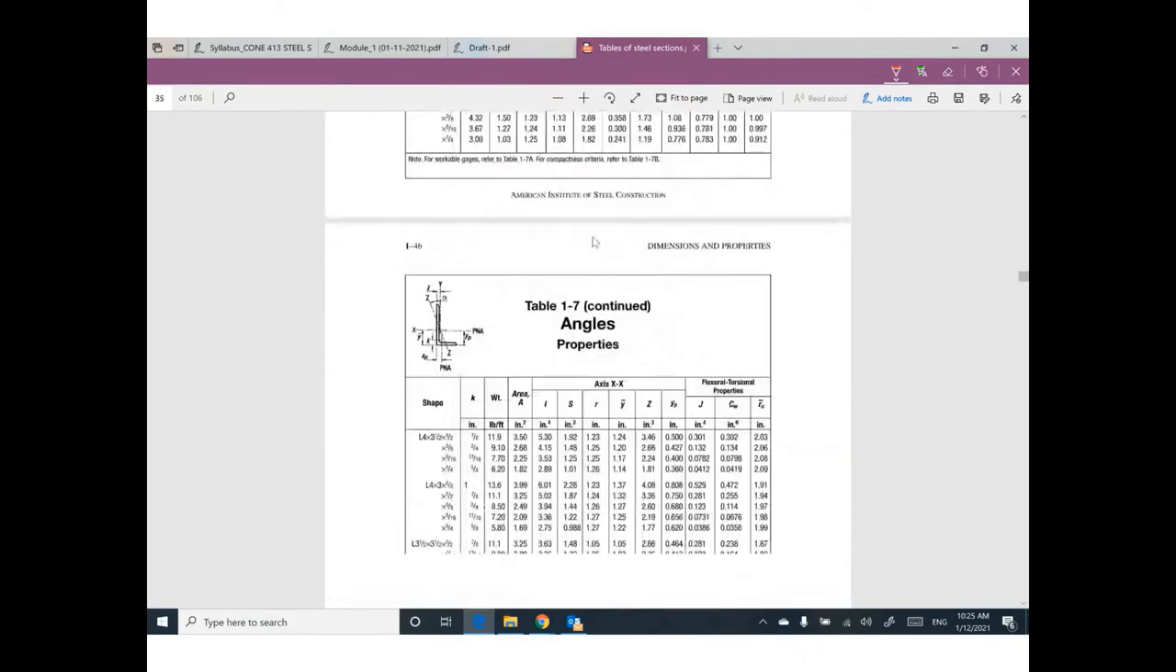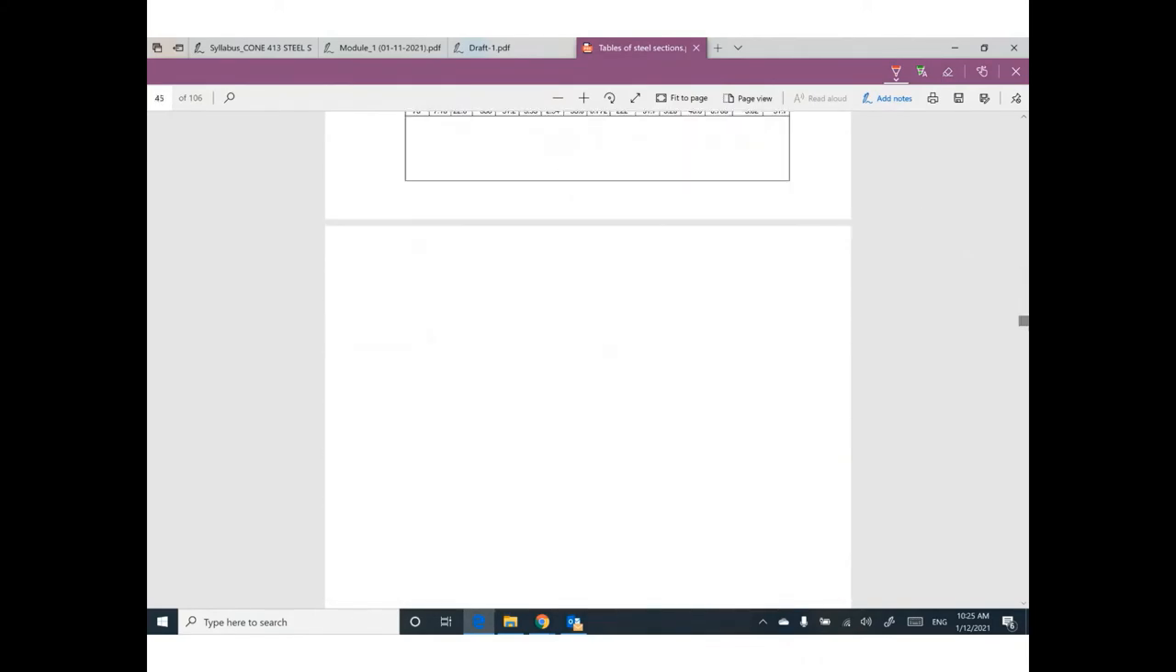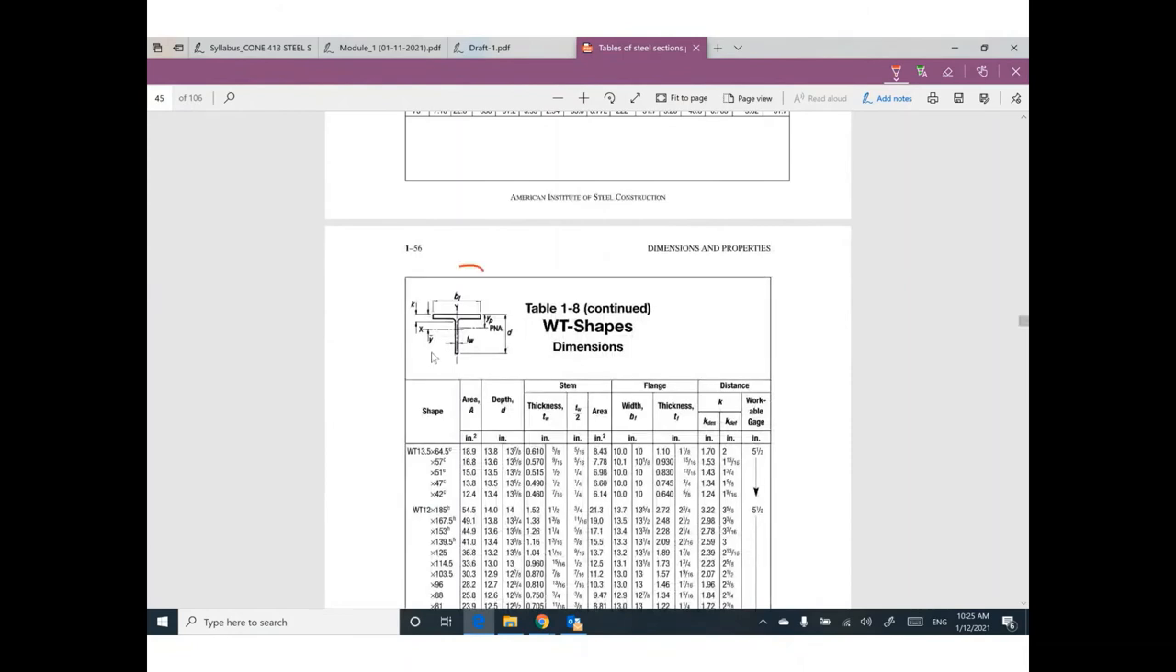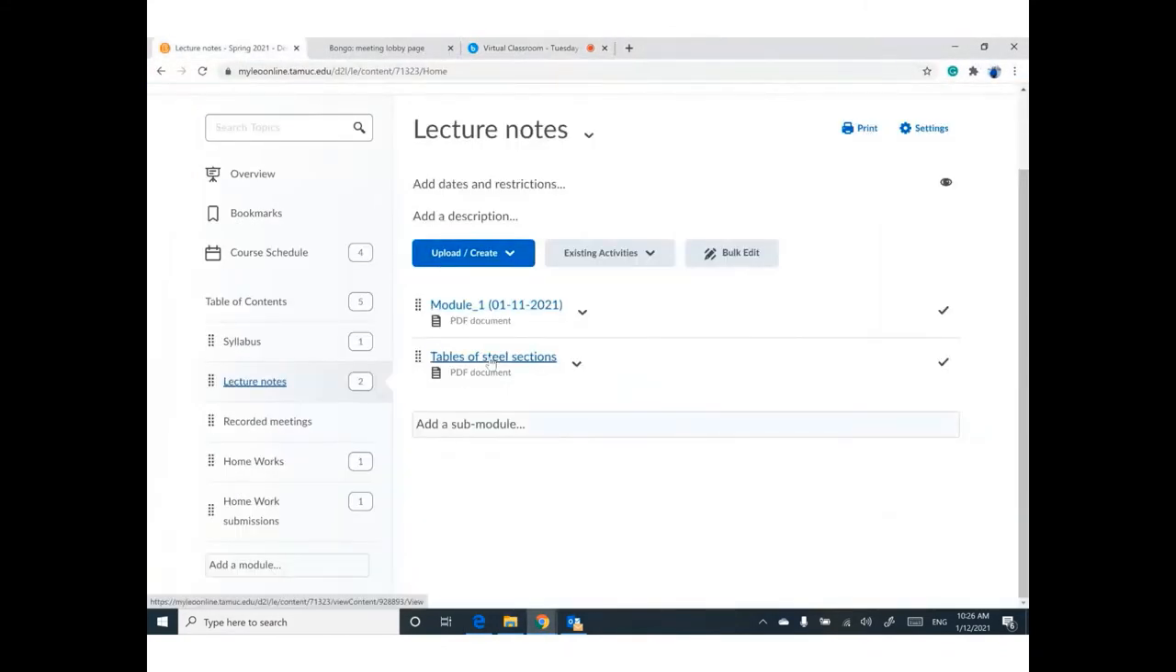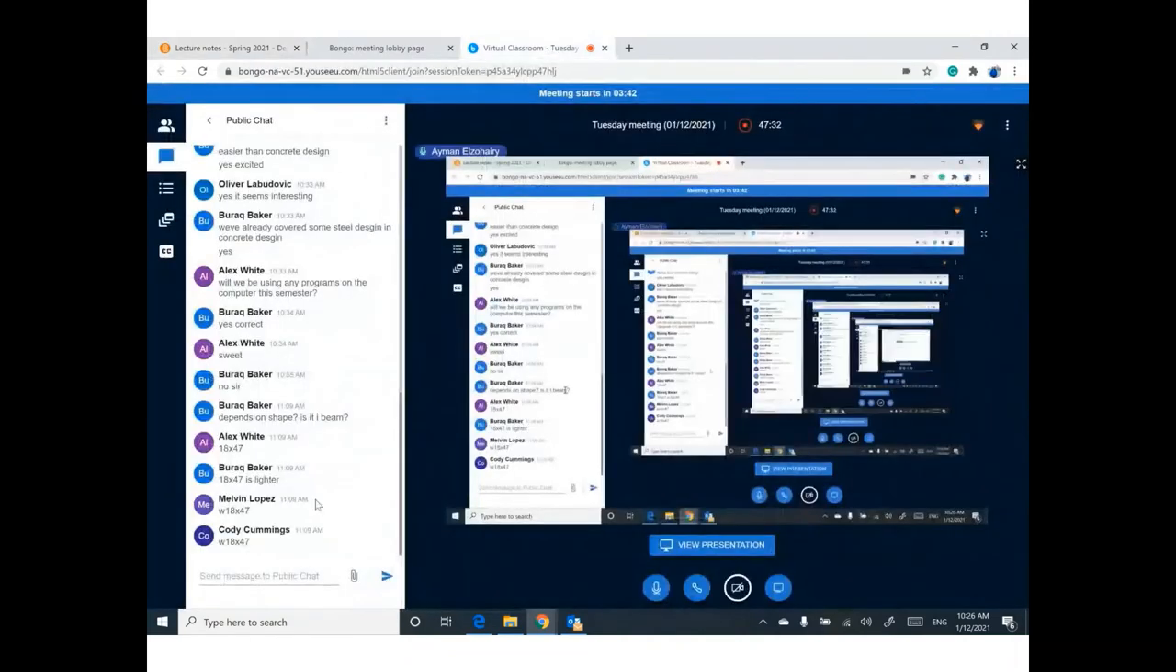If you go down more and more, you can find everything for different sections. For T section, we have the name and what are the properties of this name. So this file will be needed during the exam, during the homework solution, during the term project. This file, tables of steel sections, is very important. Any question so far, guys? Do you have any question?